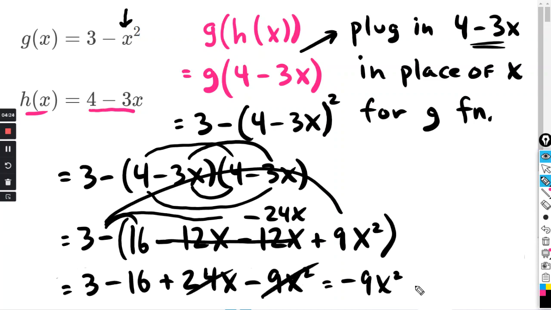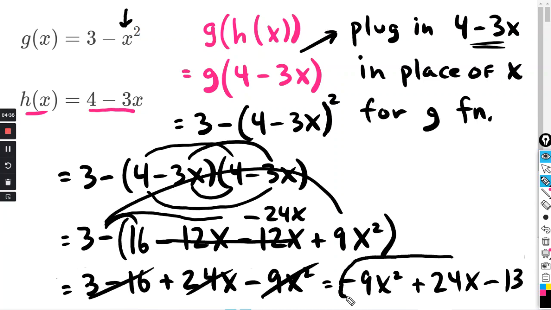Positive 24x, and 3 minus 16 is negative 13. Final answer. Okay, I don't think they'll make you write the higher exponents first. So if you wrote this backwards, I think it's perfectly acceptable.